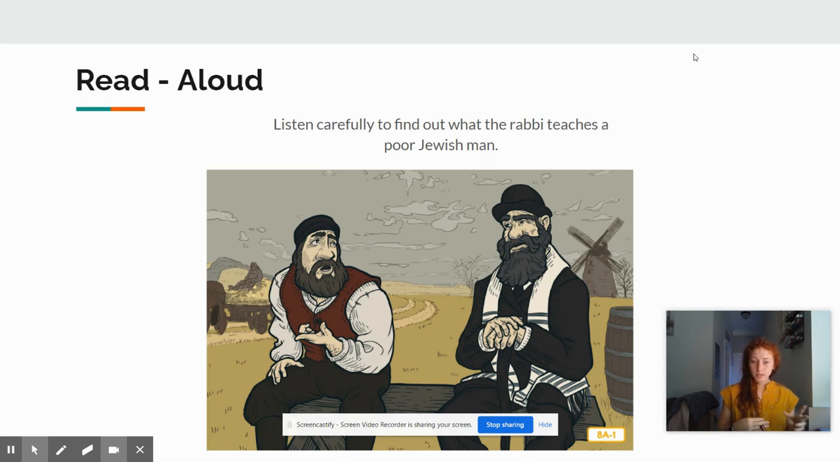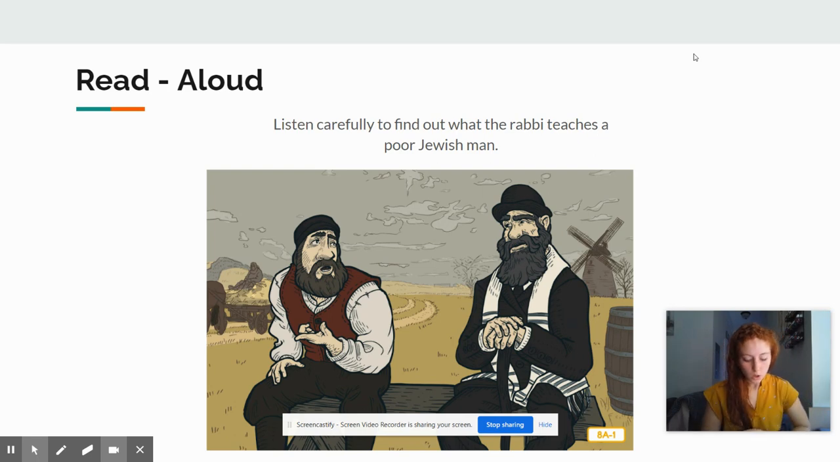Okay, so for today's read aloud, I want you to listen carefully to find out what the rabbi teaches the poor Jewish man. Okay, so you have to listen very carefully and see if you can figure out what it is that the rabbi is teaching the poor Jewish man. And I also want you to be listening very carefully and raising your hand when you hear our vocabulary words. Remember, our vocabulary words today are advice, pondered, and stunned. Okay? All right.